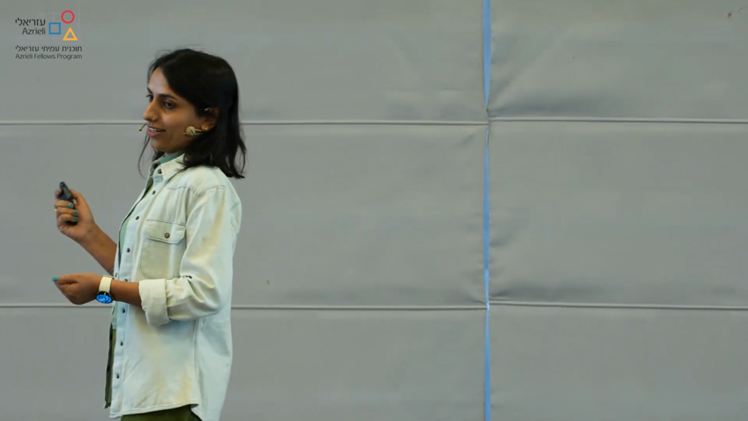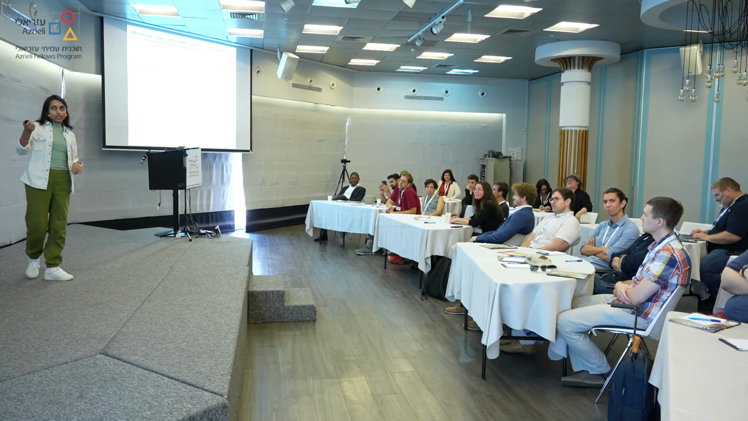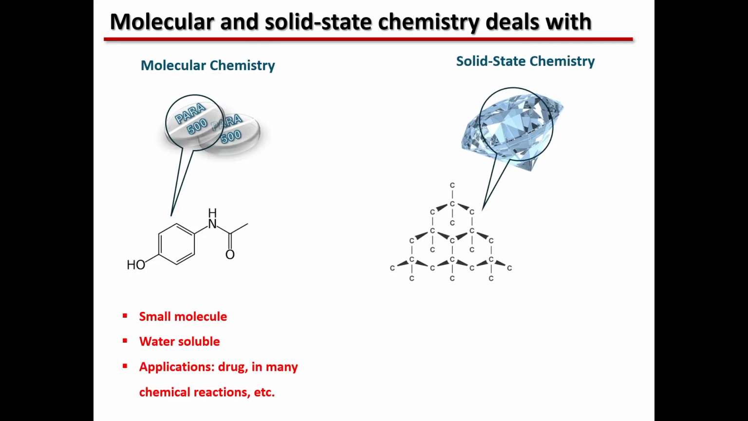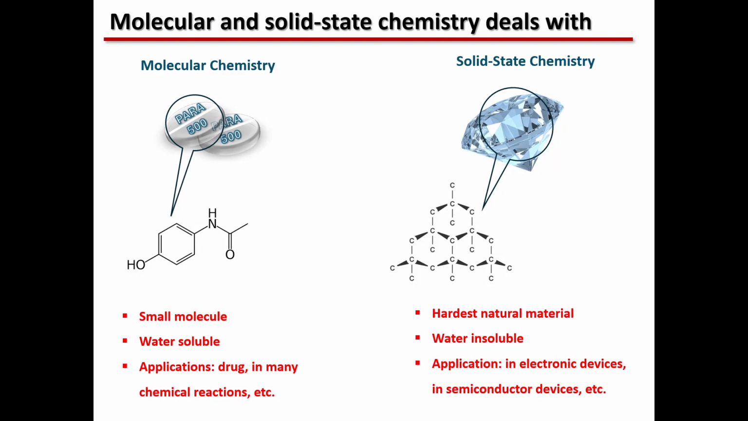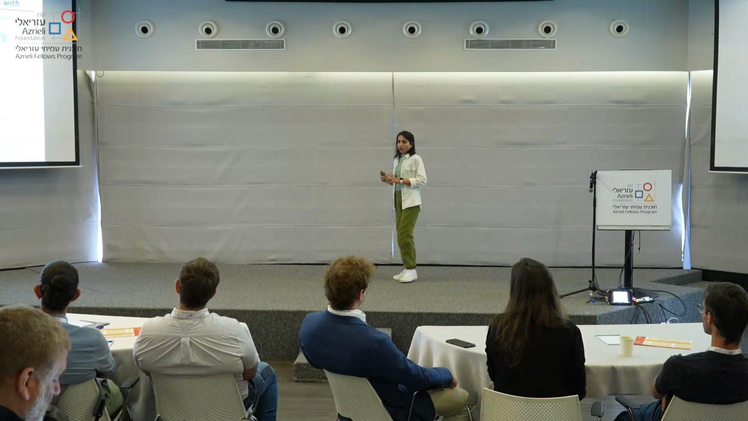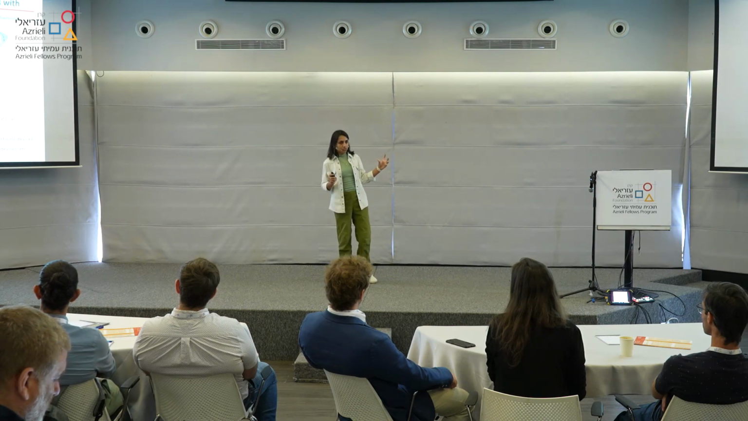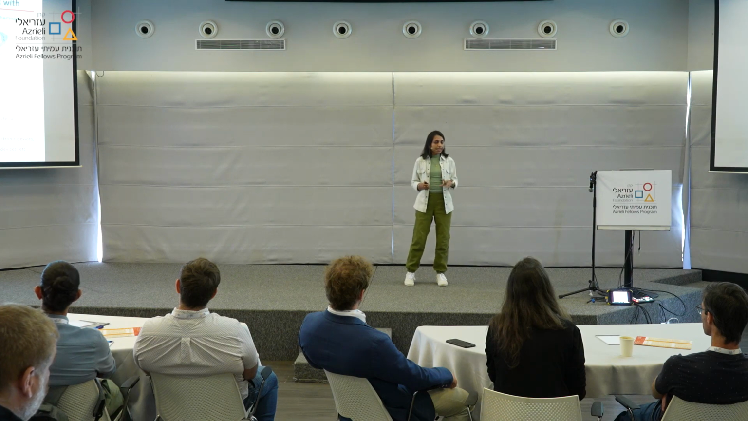I will give an example which is every girl's favorite, the diamond. If we look into its chemical structure, it is actually an extended form of carbon networks held together to form this solid diamond. It is the hardest natural material and is water insoluble, and its applications are in jewelry, electronic devices, semiconductor devices, etc. So here we got a brief idea that in molecular chemistry, we deal with small molecules that are water soluble, whereas in solid state chemistry, we deal with solids.